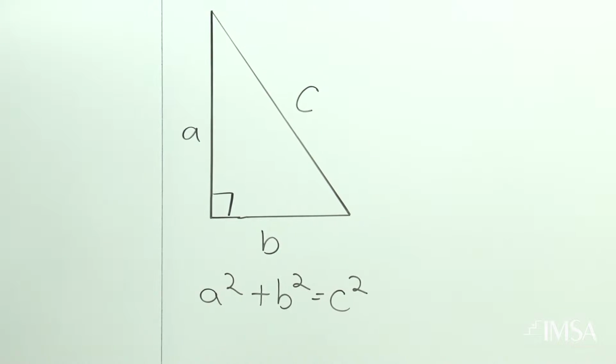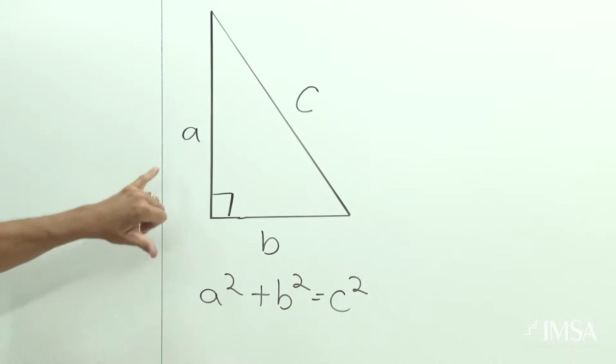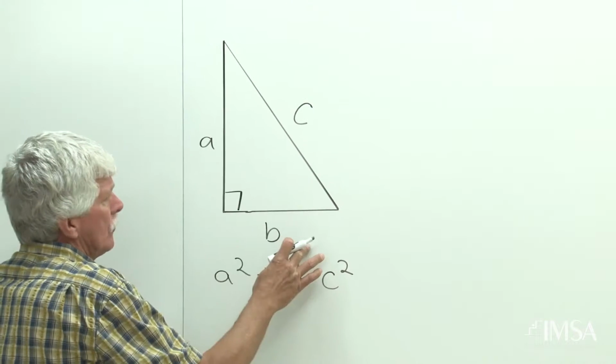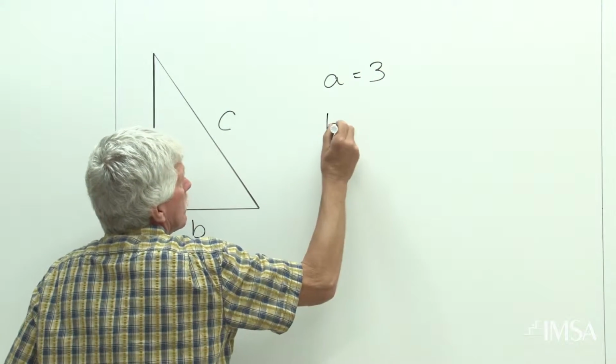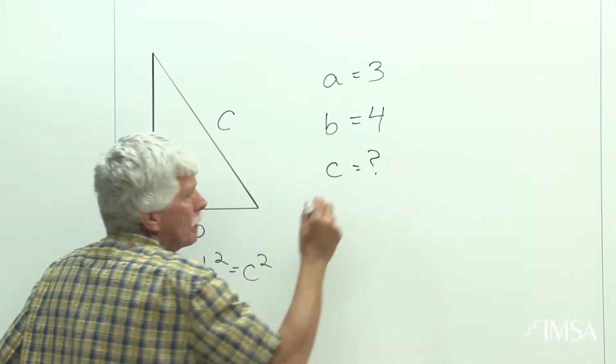They are really described as a right triangle, and you form a triple when all three sides are whole numbers. So they come out perfectly. Let's take a look at an example. Let's say that a is equal to 3, b is equal to 4. We want to know what c is.